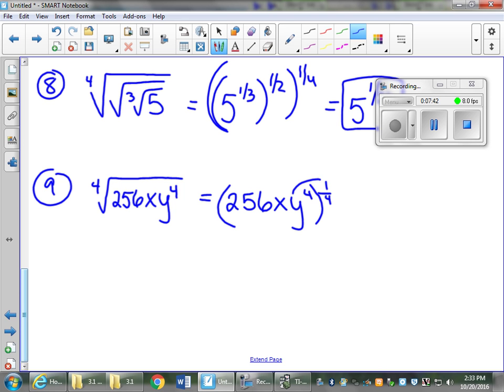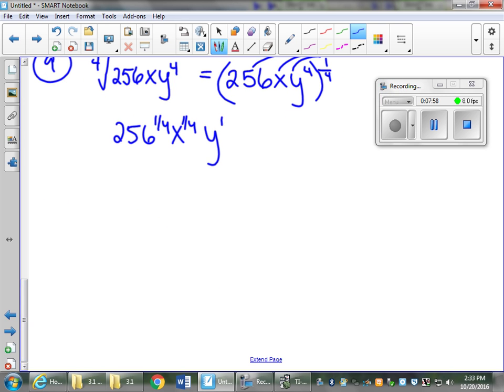From here, I'm going to distribute the 4th root to each of those individually and see what I can simplify down. So I will get 256 to the 1/4, x to the 1/4, and then y already had a 4th power, so when you multiply them, you just get y to the 1st. That allows me to 4th root them all individually. There is a 4th root of 256. If you look at your chart, it's a perfect value, and the 4th root of 256 is 4. So I get 4 x to the 1/4 times y.